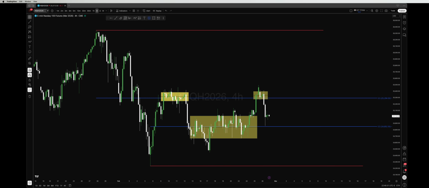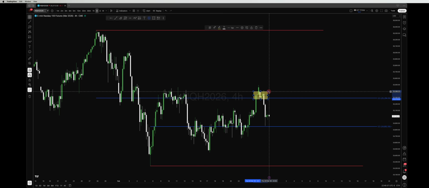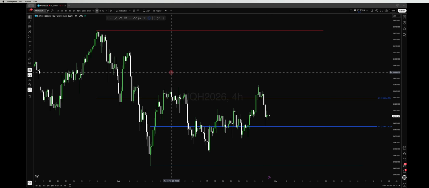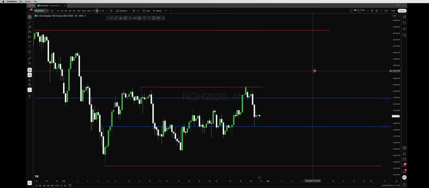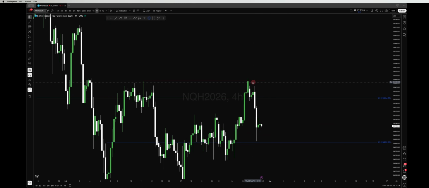Now, has this high been taken or not? Let's check this. Let me remove this. Okay, so this is the 50% of this small dealing range, and for this bigger dealing range, this is the 50%. So you have consolidation here, consolidation here. Let's check if this high is still valid or not. No, you can see how price purged a little bit higher than this liquidity.